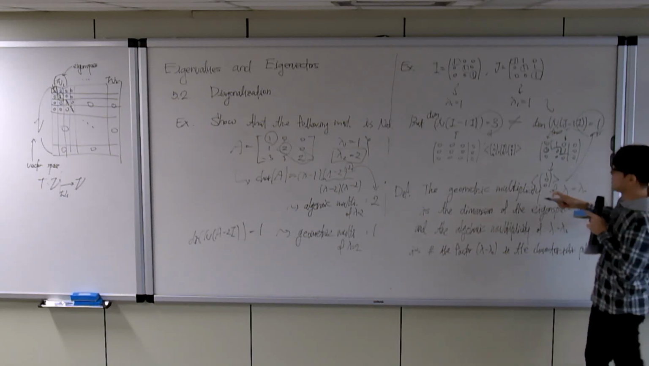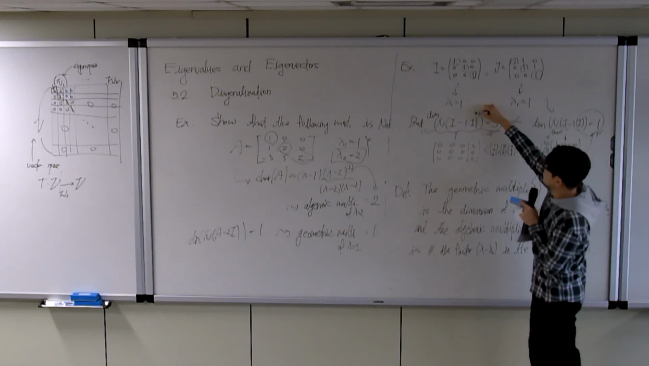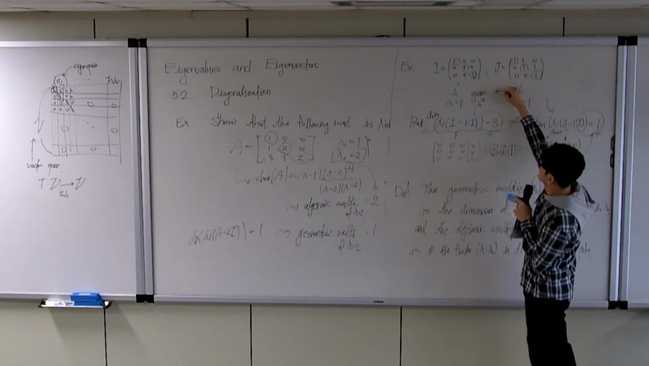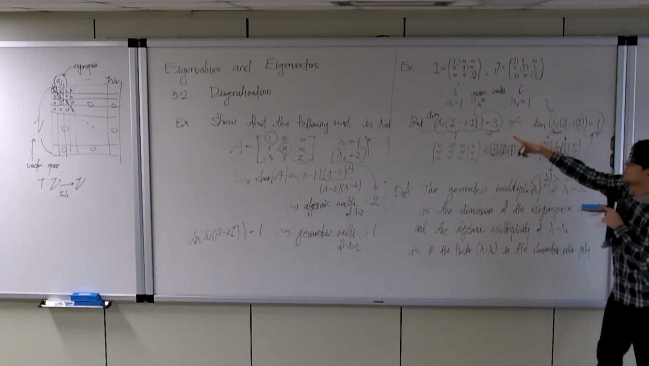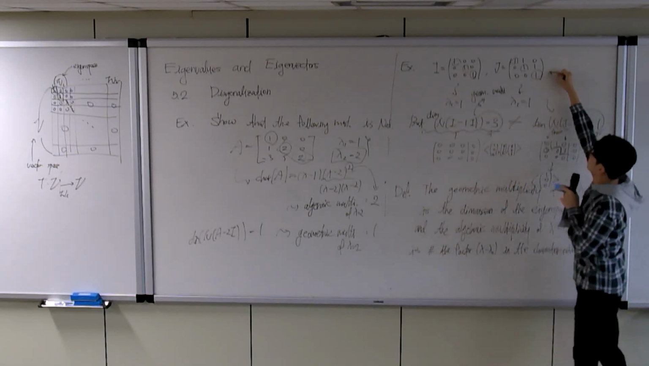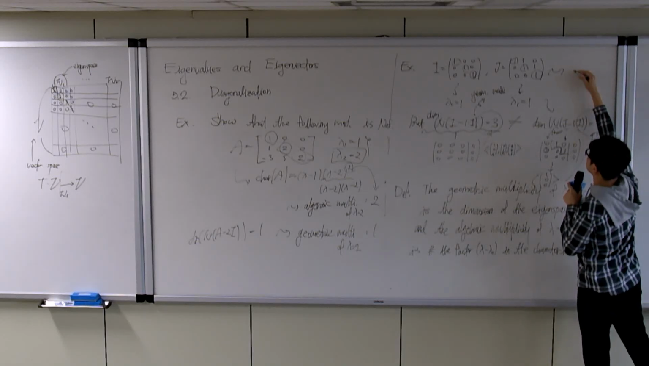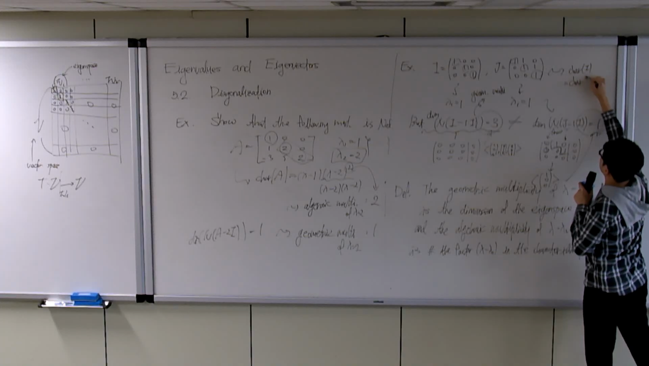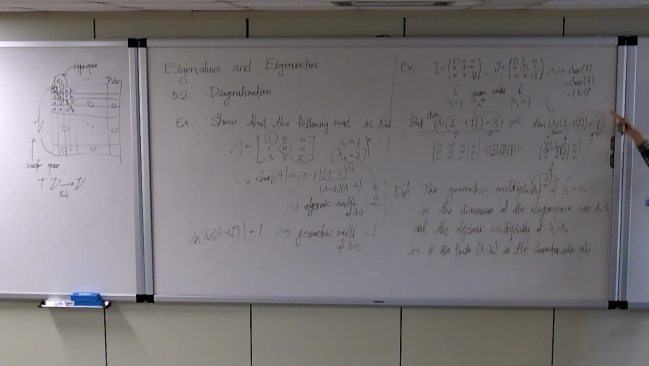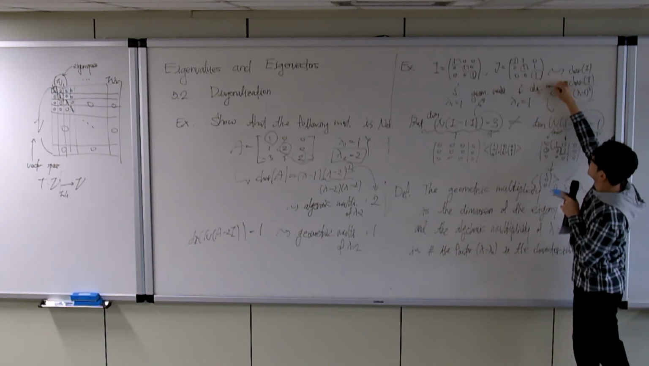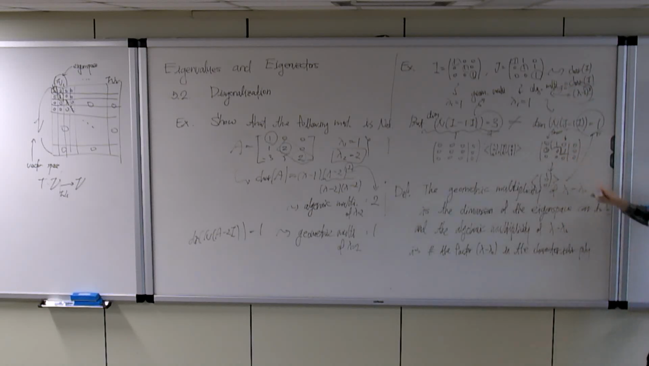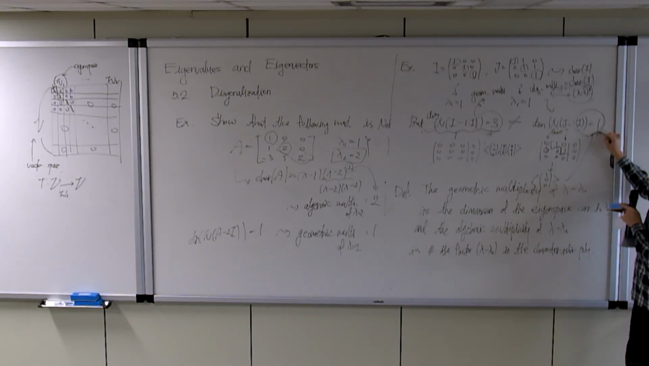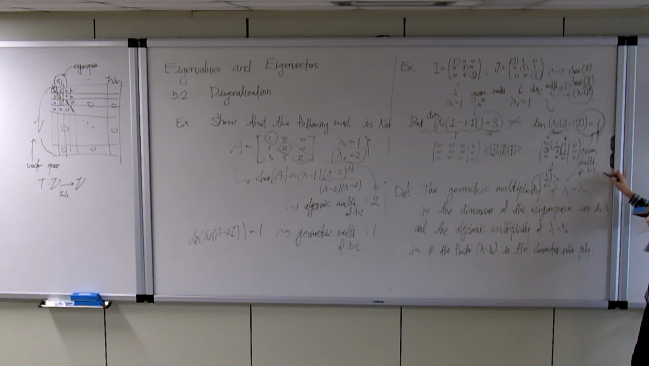So if A is a square matrix, then firstly, for every eigenvalue of A, the geometric multiplicity, which was the dimension of the eigenspace, is less than or equal to the algebraic multiplicity.